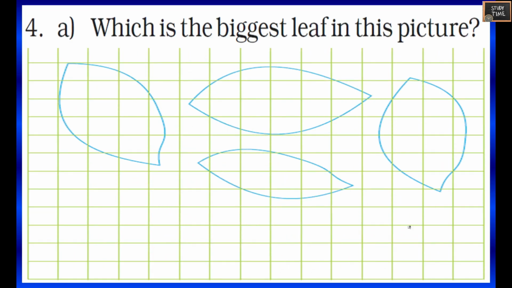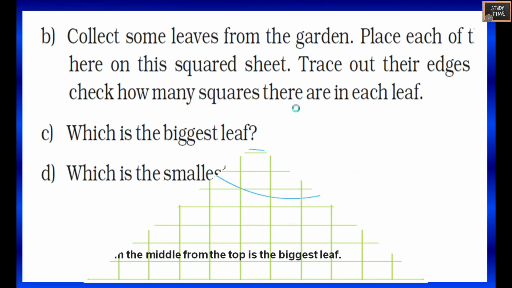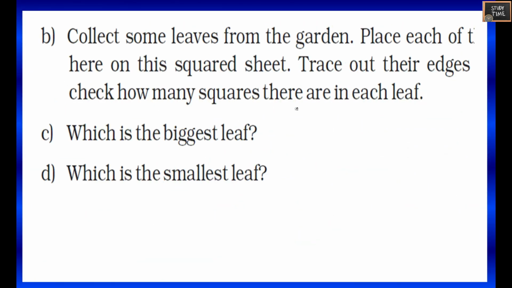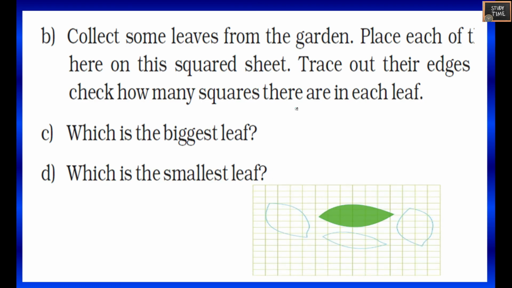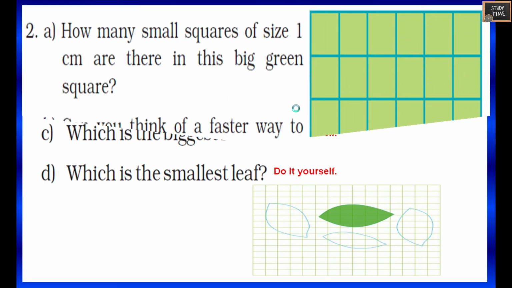Which is the biggest leaf in this picture? It is easy. This one, the middle part. So the middle one is the biggest leaf. Collect some leaves from the garden, place each one on the square sheet, trace out their edges, and check how many squares are there in each leaf. So which is the biggest leaf? You have to place a real leaf on this and check for yourself.